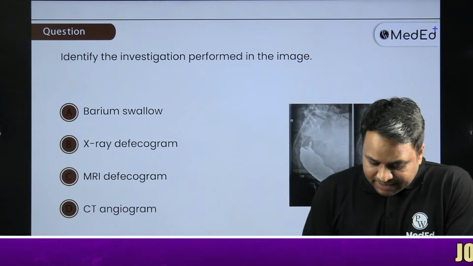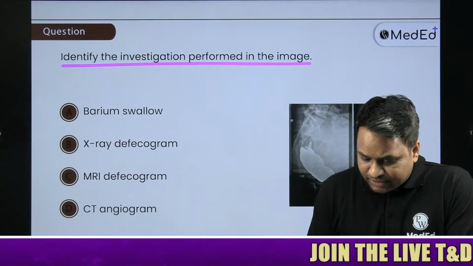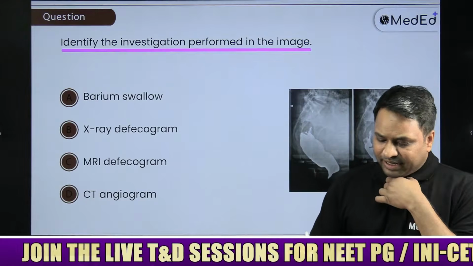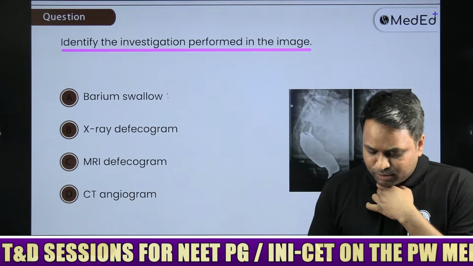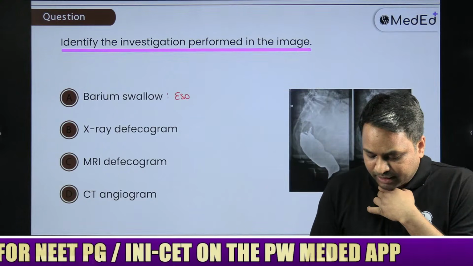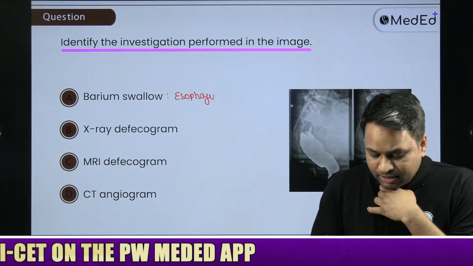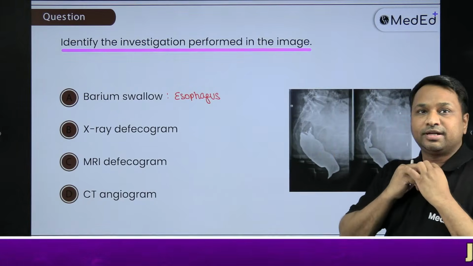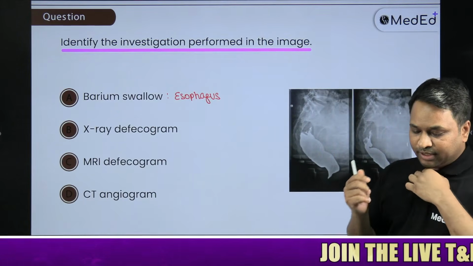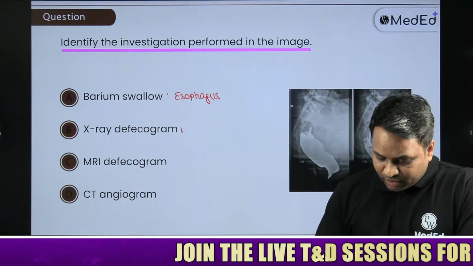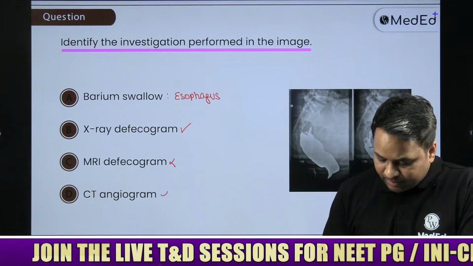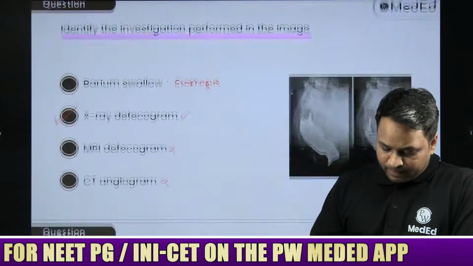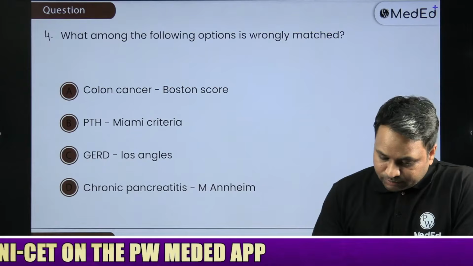This was also a previous exam question. Identify the investigation which is given in the image. Now this is what we call defecography, right? Again, it is not a barium swallow, because barium swallow is for the esophagus, and by no means does it look like an esophagus. You can see it looks like a rectum and the anal component. It is an X-ray defecography. It is not an MRI image. It is not a CT image. It is quite evident. Answer here is B for Bombay. Next question.